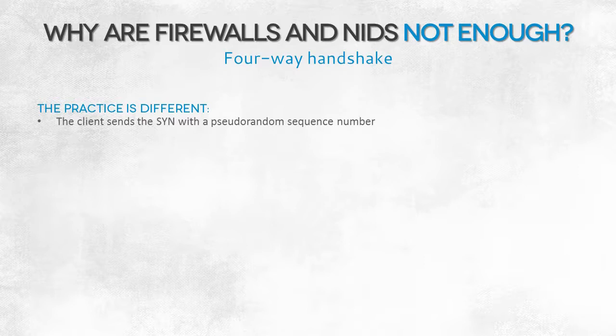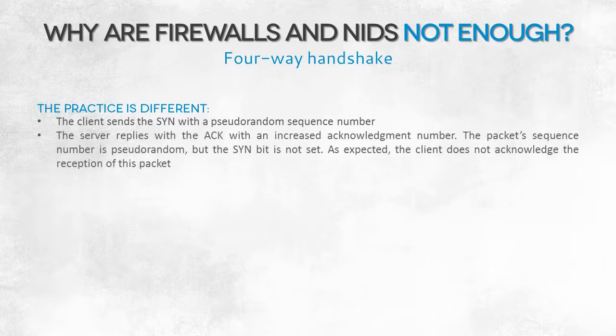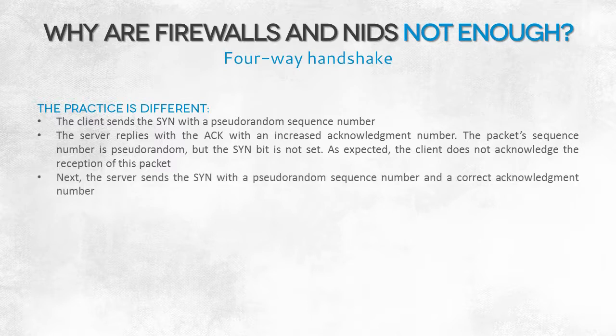The initiator would send a SYN packet with its own initial sequence number. The server would respond with an ACK packet, increasing the acknowledgement number. The client would silently accept the ACK packet. Up to this point, everything would happen normally. At this point, the server would send to the initiator the third packet. That is, its own SYN packet with a pseudo-random sequence number and a valid acknowledgement number.